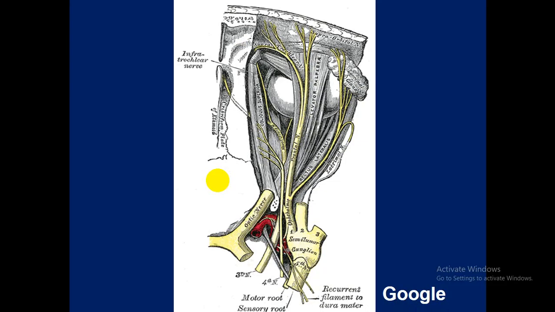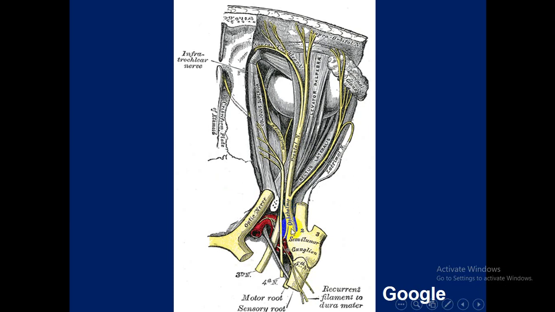Now the other nerve: we took the mandibular division of trigeminal in previous lectures, so now we will take the ophthalmic division of trigeminal. It is the first and the smallest division of the trigeminal nerve.